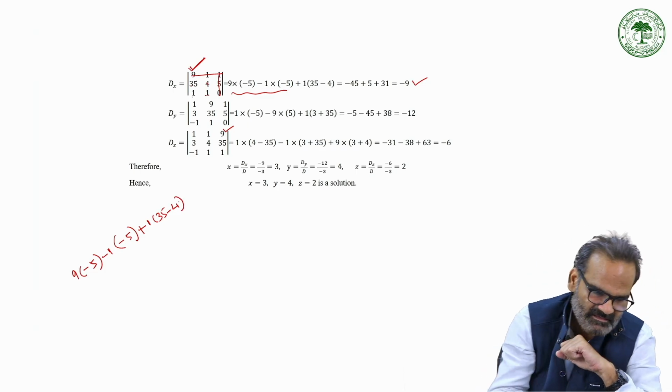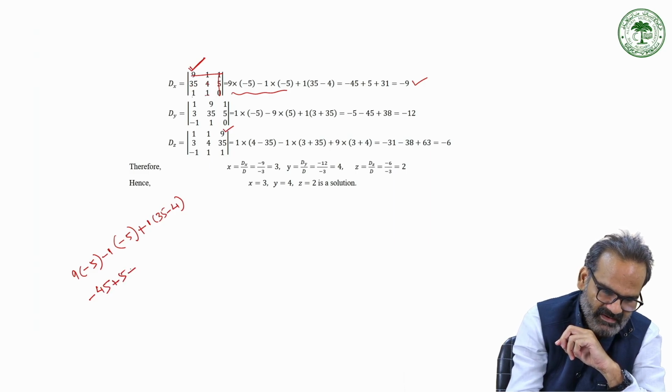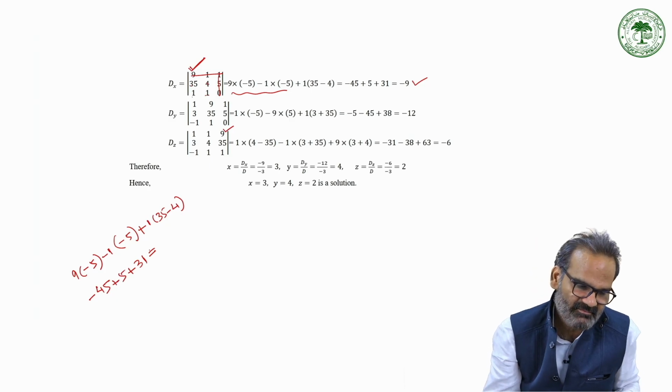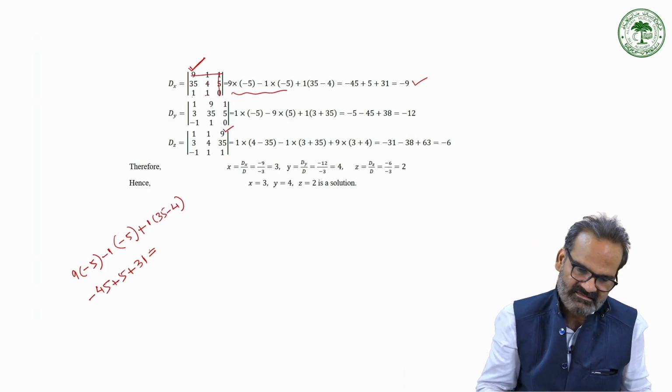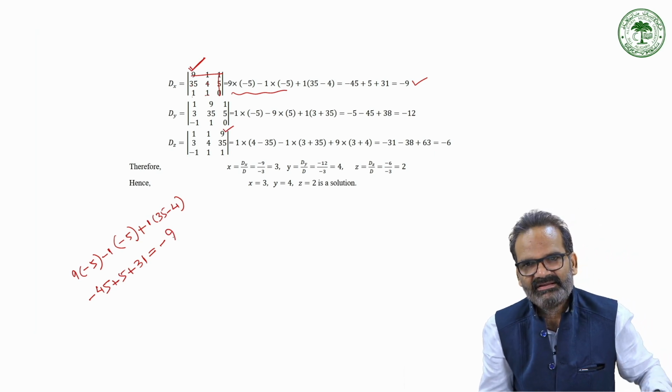Now, what is left? 9 into minus 5 is minus 45. Minus 5 into 5 plus 5 plus 35 minus 4, that is 31. So, this is equal to what? 31 plus 5, 36, and minus 45 plus 36, you will get here as 9. Right? This is the value of dx.